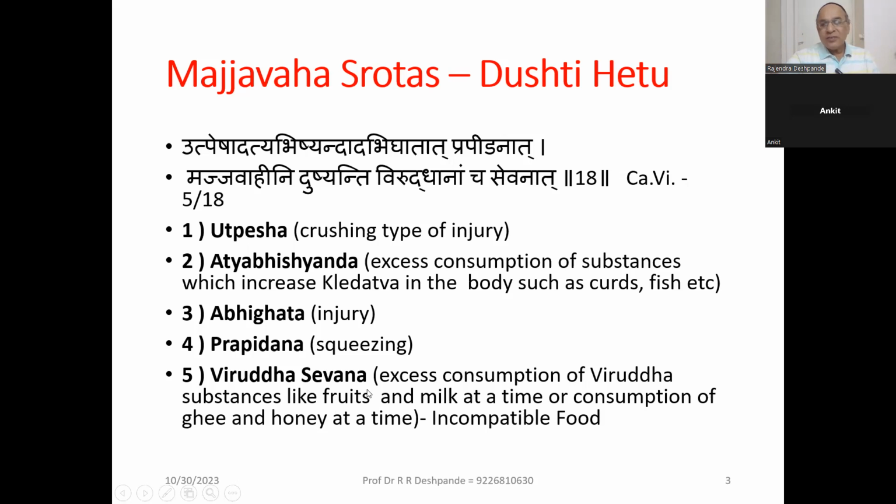Then viruddha sevana. Viruddha is incompatible food. Whenever a person eats many times, for example, fruits and milk, banana and milk, or grapes and milk, or chikku shake, mango shake, that is called viruddha anna in Ayurveda, because many fruits are acidic and milk is alkali. So mixing these viruddha properties, viruddha guna, is called viruddha anna, viruddha ahara, incompatible food. That is why I have written incompatible food here. Okay, we will go further.